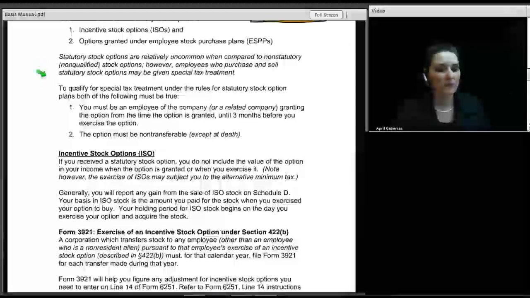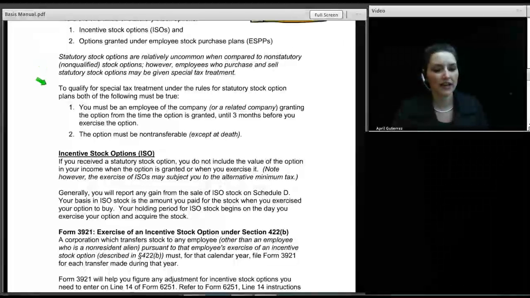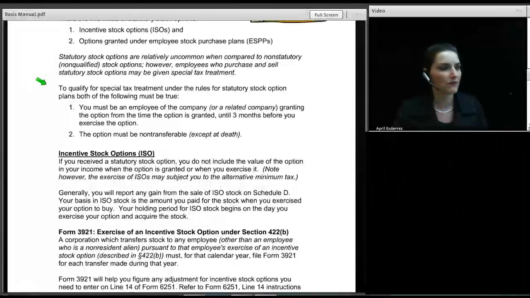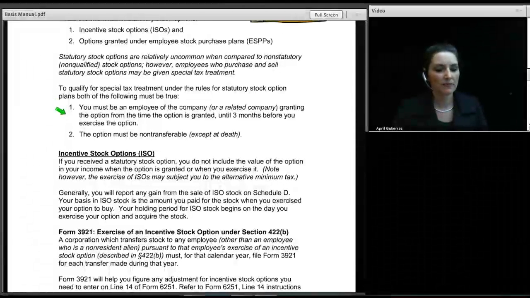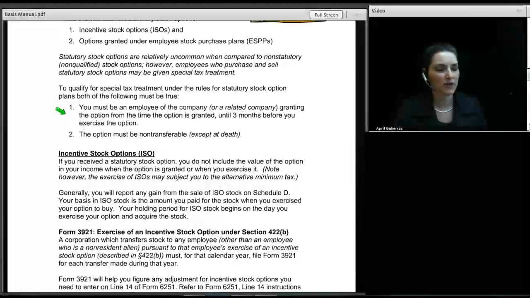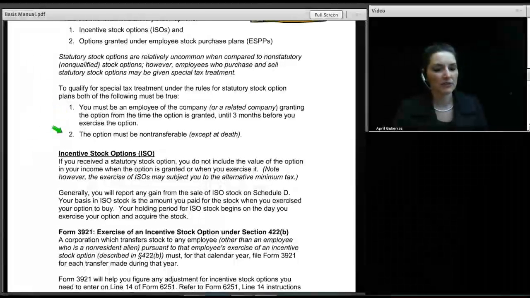Now, to qualify for special tax treatment under the rules for statutory stock option plans, both of the following must be true. You must be an employee of the company or a related company granting the option from the time the option is granted until 3 months before you exercise the option. The option must be non-transferable except at death.